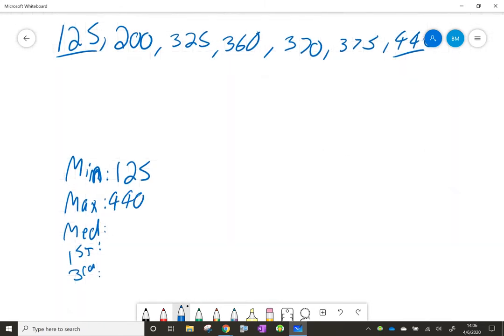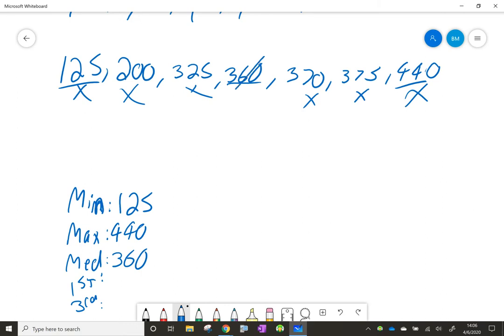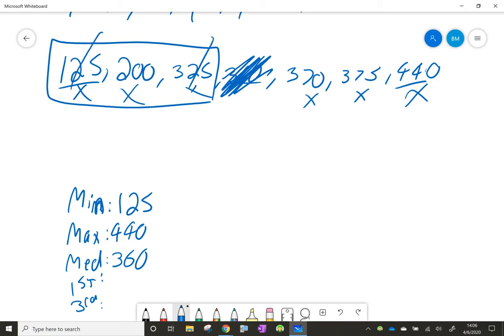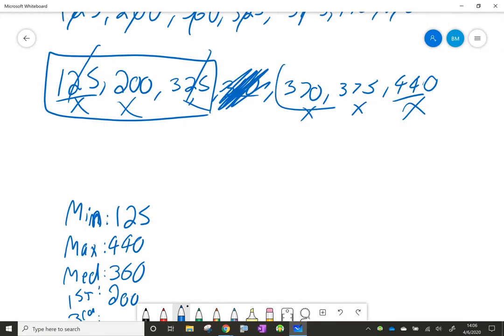For the median, let's take away one number from each side, then the second one from each side, then the third one from each side. The median is 360. Now the first quartile: if I take out the median I already know, the first quartile is the median of the first group. The median of the first group would be 200. And the third quartile is the median of the last group. The median there would be 375.